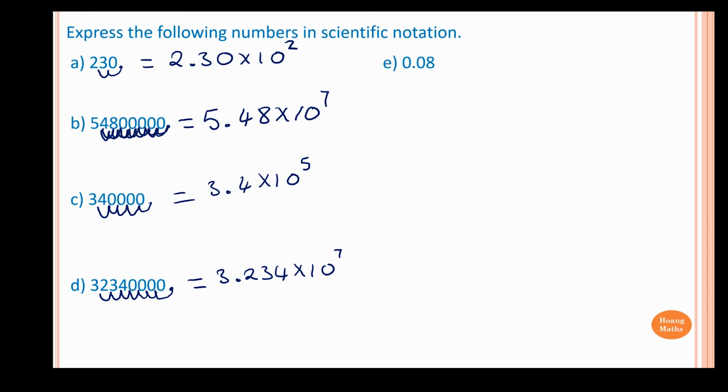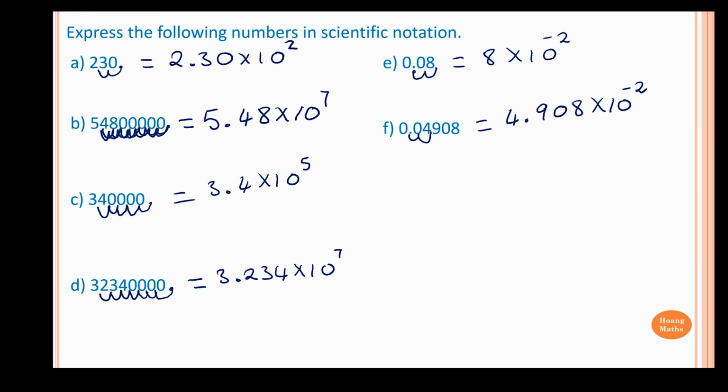0.08. Now this one, because it's less than 1, the index should be negative, alright? So the decimal point here, we move 1, we move 2, so which is 8 times 10 to the power of 2, but it's negative, okay? Part F. We move 1, we move 2, and we stop there. Remember, only one non-zero digit in front of the decimal. So which is 4.908 times 10 to the power of minus 2.